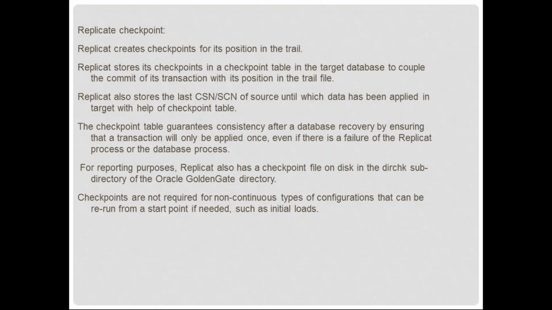Now, let's go for the replicate. Replicate creates a checkpoint for its position in the trail. I'll first go through it and then show you again. Replicate stores its checkpoint in a checkpoint table in the target database to couple the commits of a transaction with its position in the trail. I think I will take this tomorrow because I will have to explain the checkpoint table here. So I'll stop here because it will be too much for a day.